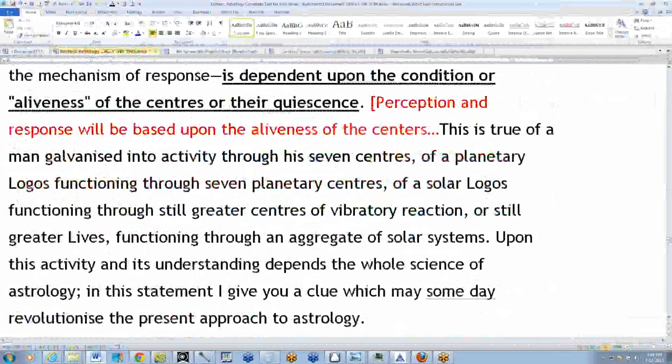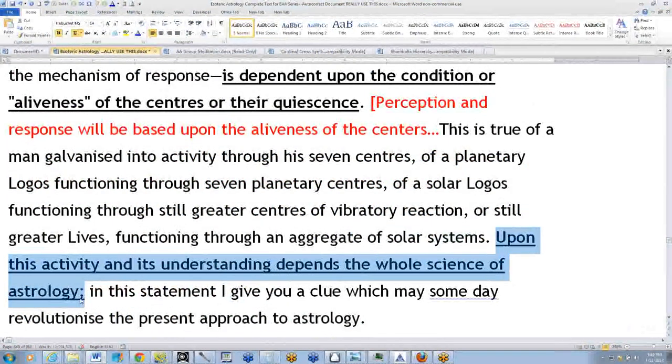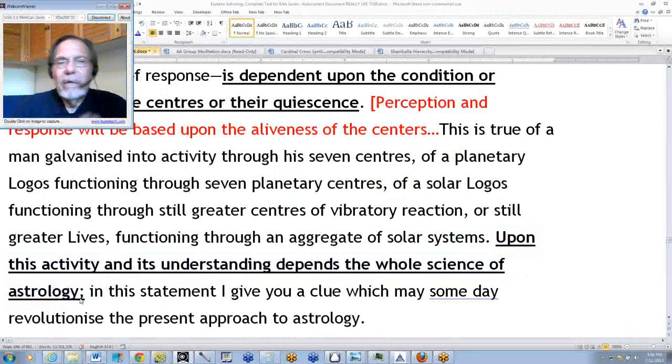Upon this activity and its understanding depends the whole science of astrology, meaning that there is much to perceive and much to receive, but what degree of aliveness is there in the perceiving and receiving mechanism? So the undeveloped man cannot receive the vibrations or perceive them of the esoteric and hierarchical rulers, except in the most faint way. What is real for him is the energy which is coming from the exoteric ruler. Later, when there is more development of the chakras in such a perceiver, there will be more reception. This is a pretty clear statement. In this statement, I give you a clue which may someday revolutionize the present approach to astrology.